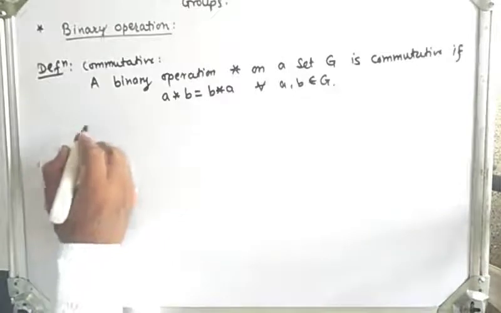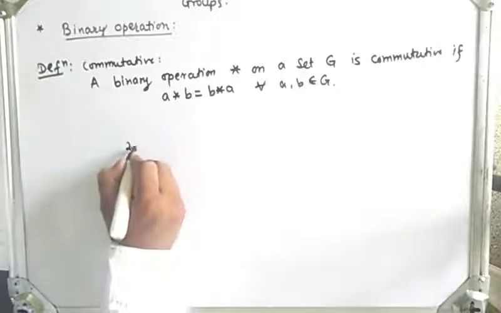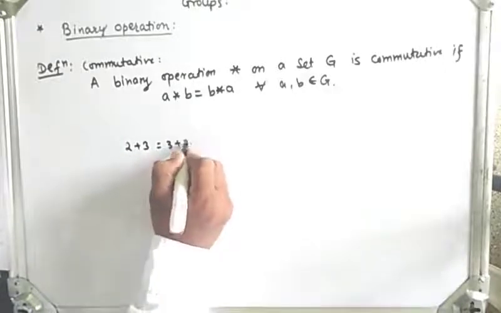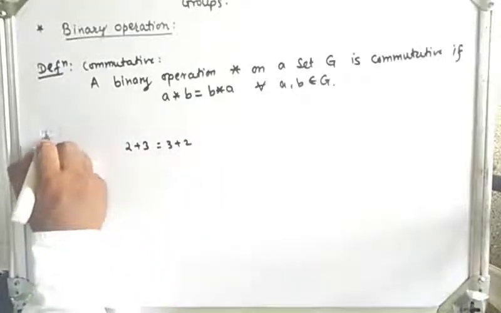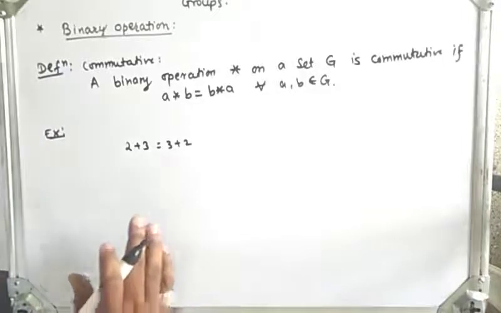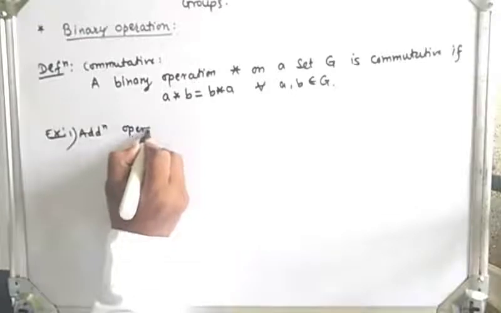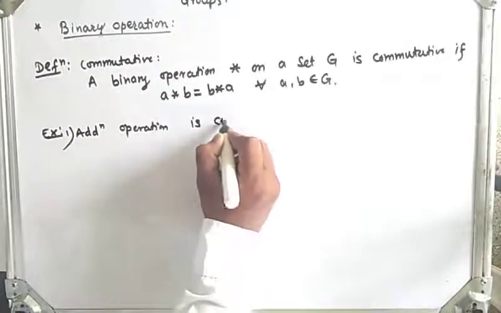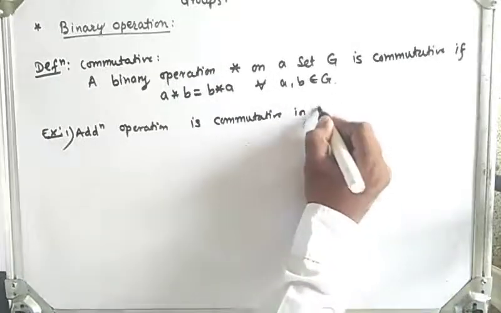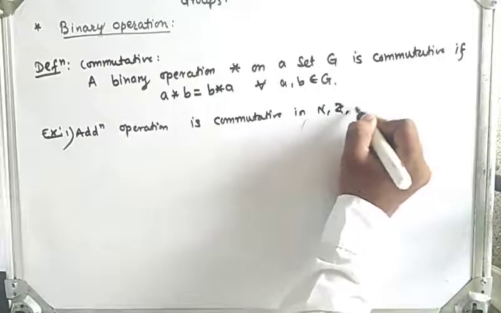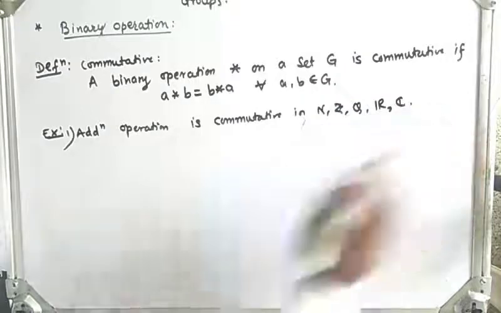For example, I will take the addition of two numbers in the set of integers. Then 2 plus 3 is the same as 3 plus 2, because both 2 plus 3 and 3 plus 2 give 5. So the addition operation is commutative in the set of natural numbers, set of integers, set of rational numbers, set of real numbers, and set of complex numbers, right?